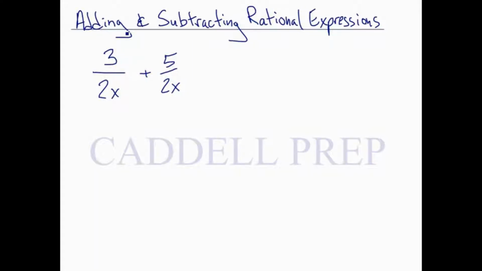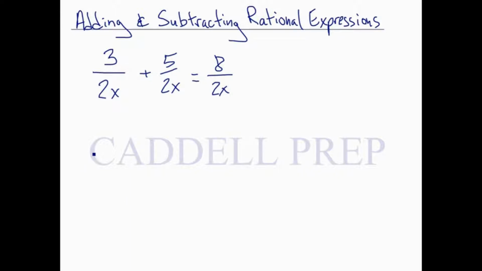Let's go over adding and subtracting rational expressions. So here we have two rational expressions being added together, and just like any fraction, in order to add or subtract, we have to have common denominators. So in this case we do. So from here, we're going to have the same denominator, and we just add the numerators. 3 plus 5 is 8.